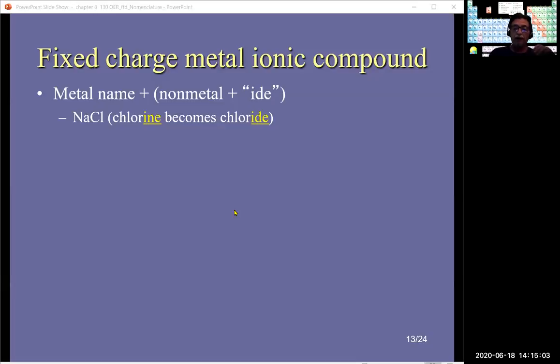Its name would be carbide. Okay. All right. So this compound here, NaCl, good old-fashioned table salt, we will call that sodium chloride. That would be incorrect to say sodium chlorine, because chlorine is the element, not the ion. And we're talking about ionic compounds.